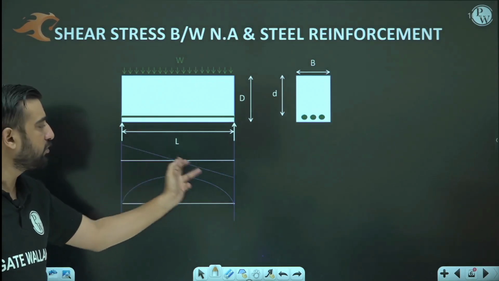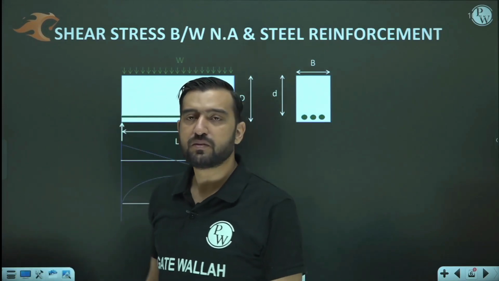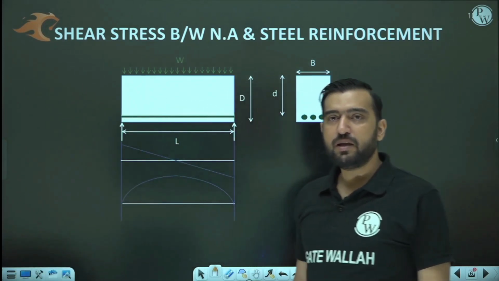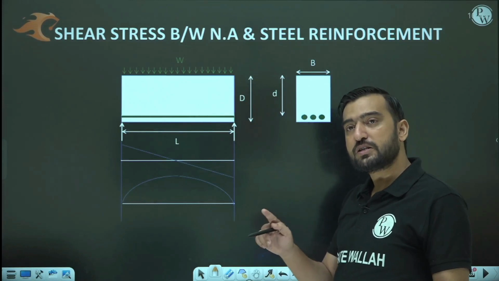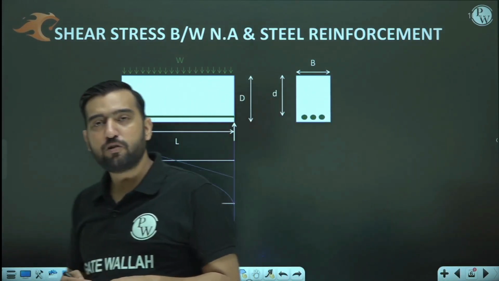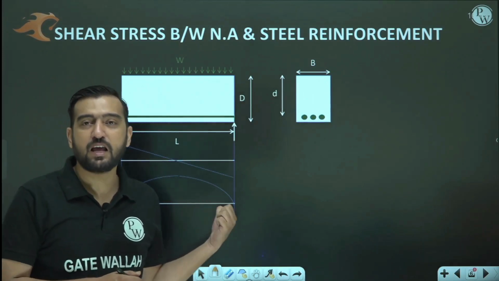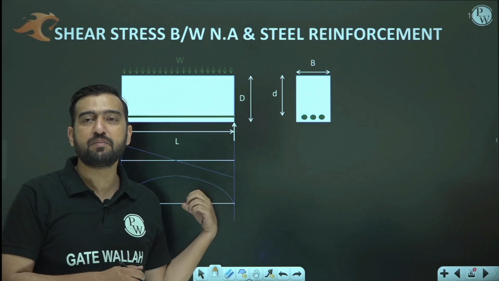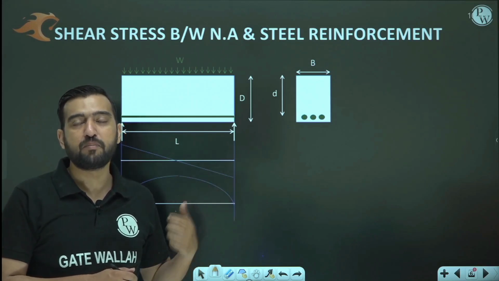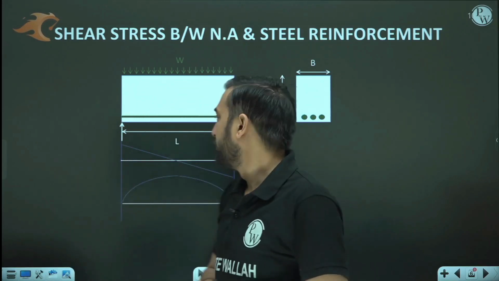The nature of shear force is linear. The nature of bending moment is parabolic. Okay. So don't confuse here. Shear stress variation is parabolic, but the shear force diagram is linear. Similarly, in elastic theory, the bending moment diagram for this particular case is parabolic, but the bending stress diagram is linear. Okay.